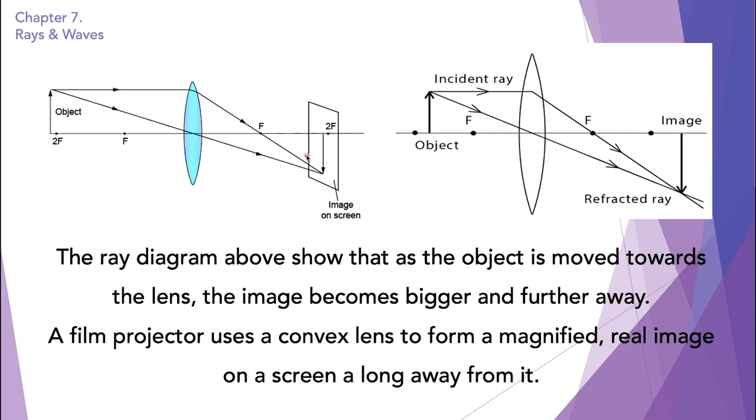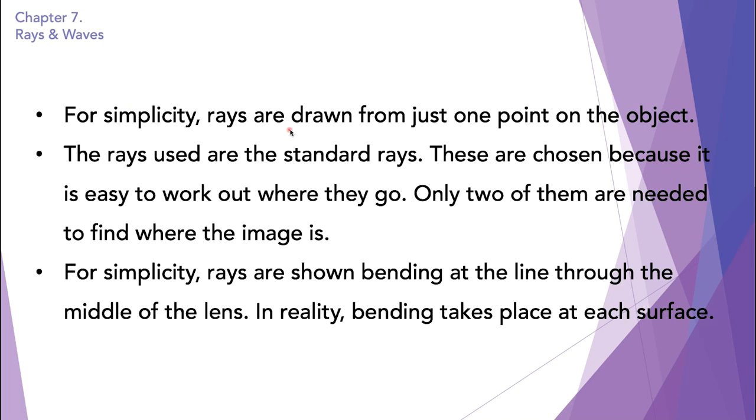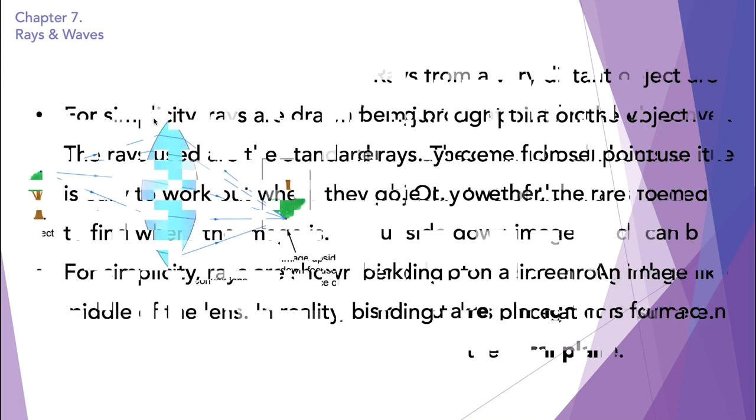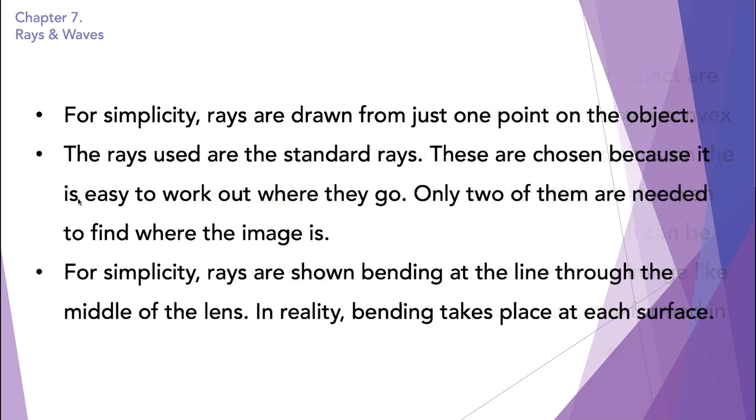What is the position of the image? What is the size of the image? For simplicity, rays are drawn from just one point on the object. Like here, there are many points of this object, but we are showing the rays coming from only one point. So we're doing this just for simplicity. Otherwise, if we make rays coming from all the points of the object, it will be very confusing. There will be too many rays here to understand. So for simplicity, rays are drawn from just one point on the object.